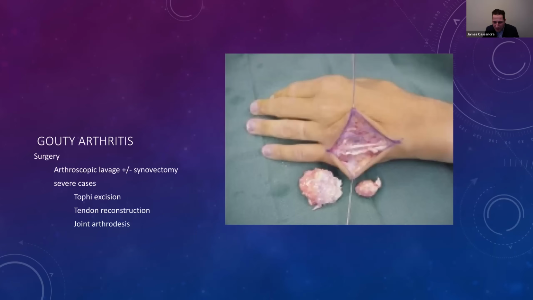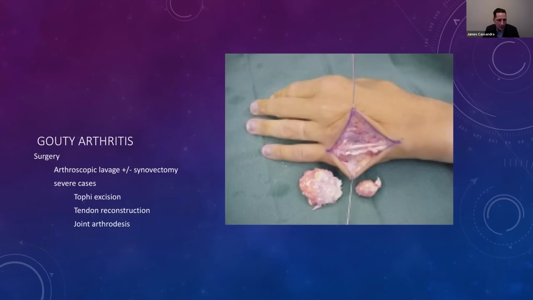Here's a picture, something we see in surgery. That's a gouty tophus coming out of the back of the hand. It eroded the extensor digiti minimi tendon about 50%. Sometimes it erodes these tendons completely.